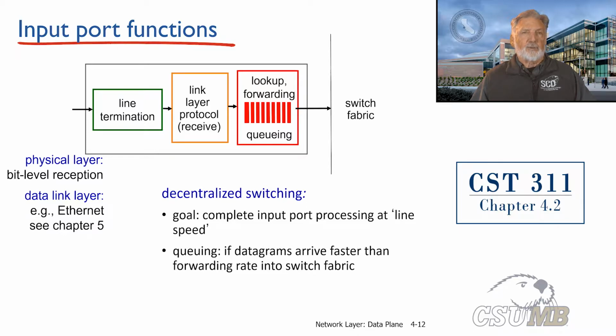If we look at the input port in more detail, we see that the incoming message is received by the router at the line termination. Here, the bits that make up the message are detected and interpreted at the physical layer. The router's Layer 2 program then examines and strips the data link header and passes it to the network layer.